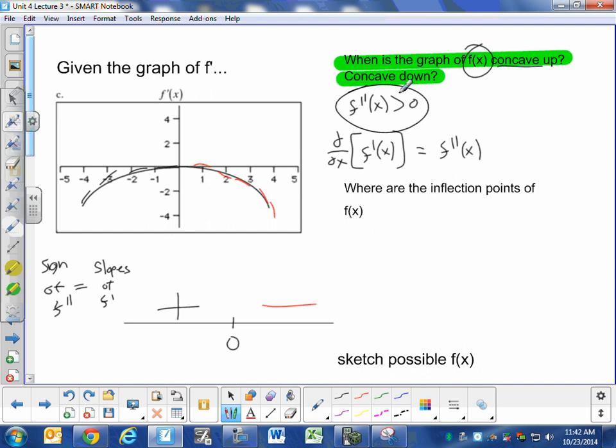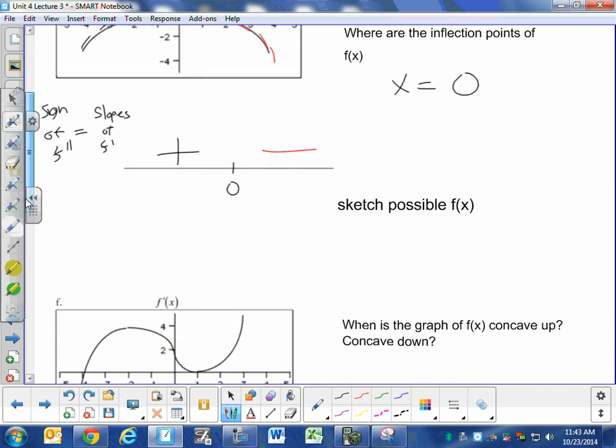So f is concave up from negative infinity to 0. We are concave down from 0 to infinity, which means I have a point of inflection at 0. Tricky, right? It'll get trickier when I ask you, like, when is f decreasing and concave up? And I give you the graph of f prime. We'll worry about that next class.